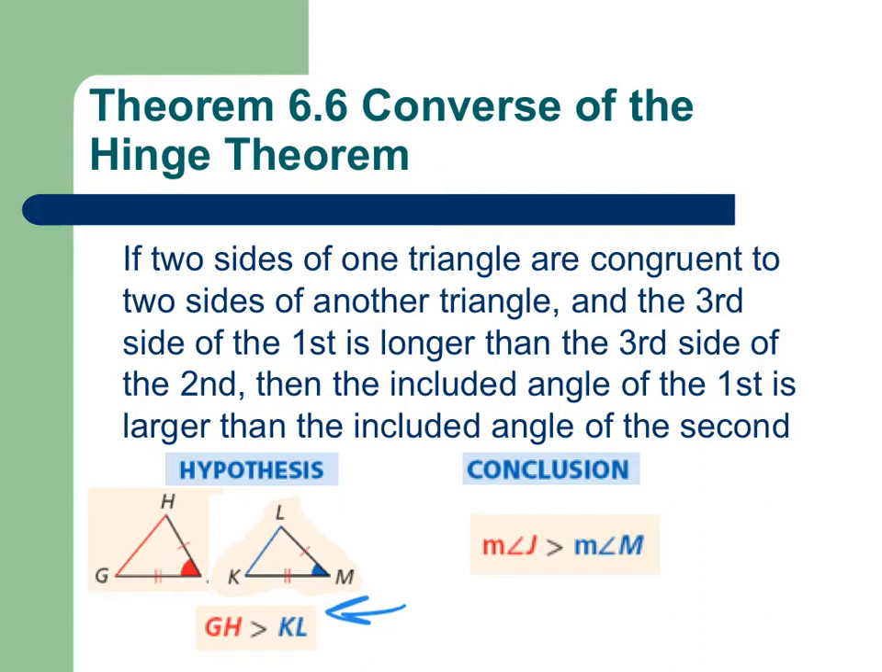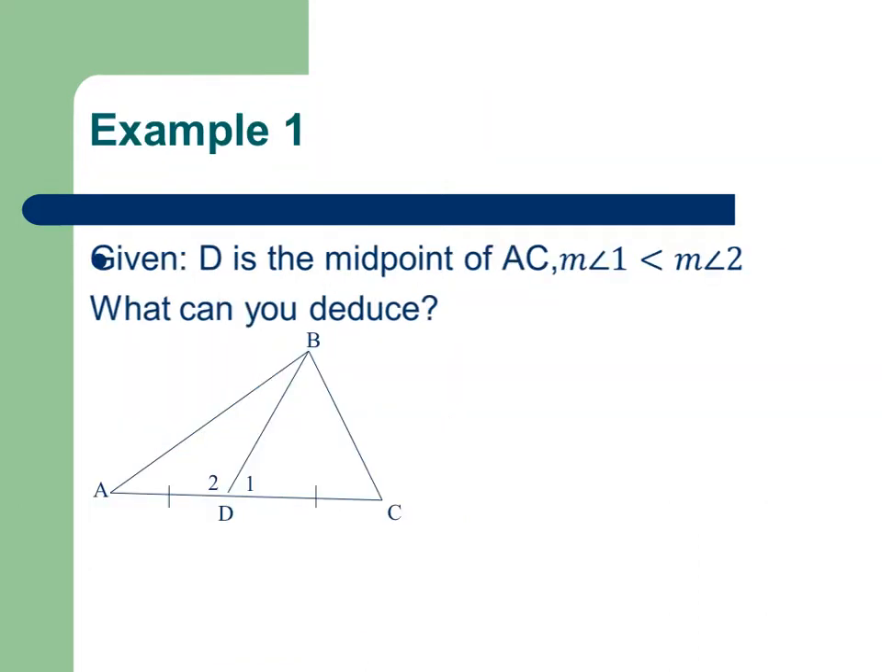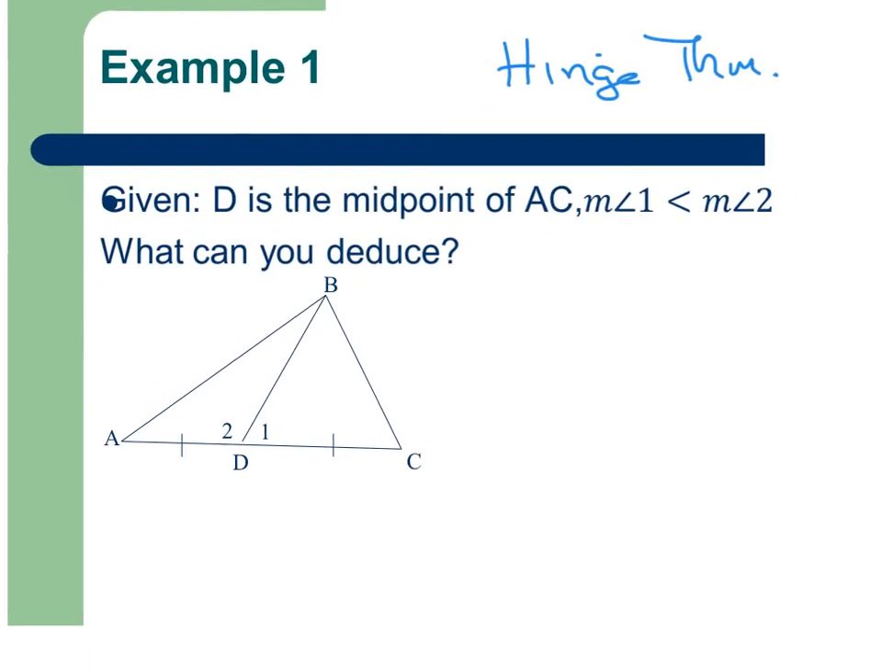Let's apply it. Okay, so the next one, we're going to take this Hinge Theorem. So we're going to be using the Hinge Theorem to solve this one. So again, it's telling me that D is the midpoint. So this tells me that this piece is congruent to this. Now, the 2 triangles I'm referring to are this red one right here, and then the green one over here.